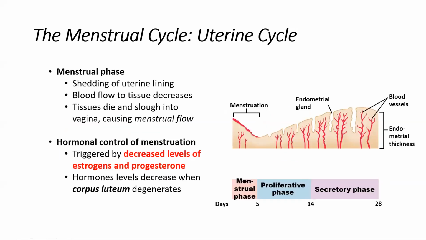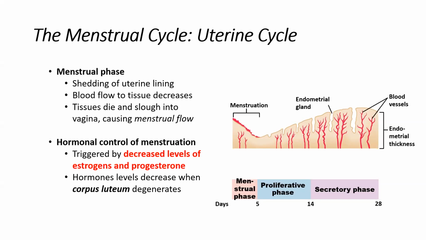So the menstrual phase is basically the shedding of the uterine lining. This is where blood flow to the tissues starts to decrease. This is if fertilization does not take place, so the tissues begin to die off, and we have the actual menstrual flow through the vagina. So this is the bleeding that happens each month if there is no fertilization of the oocyte. This is under the influence of hormones. This is triggered by the drop in the levels of estrogen and progesterone.